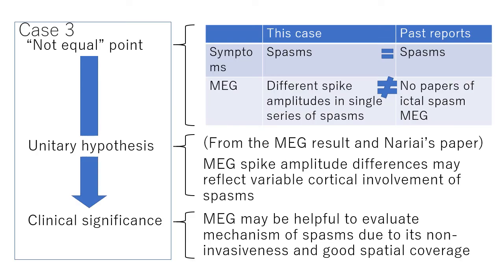To identify not equal point, I made a table. This was unique, as different spike amplitude in a single series of spasms, although no paper discussed the ictal MEG of spasms. From MEG result and the past published paper, I made unitary hypothesis that MEG spike amplitude differences may reflect variable cortical involvement of spasms. Clinical significance of this study is MEG may be helpful to evaluate spasms mechanisms due to its non-invasiveness and good spatial coverage.